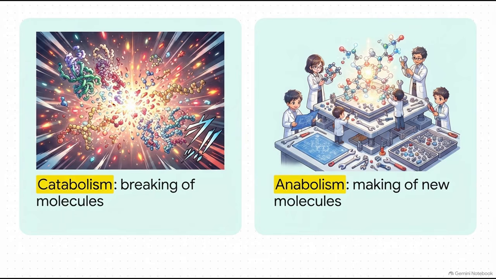And it's really cool because metabolism isn't just one single action. It's actually a two-part harmony. On one hand, you have catabolism, which is the breaking down of molecules to release energy. And on the other, you have anabolism, which uses that energy to build new molecules. This constant back-and-forth cycle of breaking and building is pretty much the exact definition of a living state.